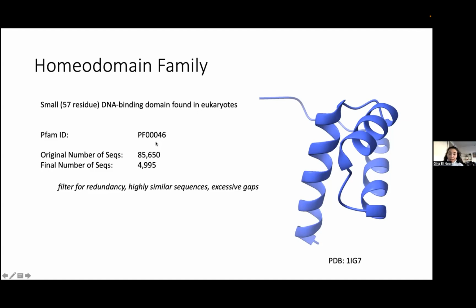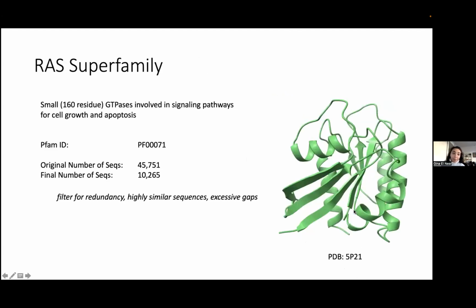When we downloaded it at the time, there were about 85,000 sequences, but after we filter for sequence redundancy, so removing highly similar sequences at a 90% cutoff, and then removing any position that had more than 50% gaps, we ended up with about 5,000 somewhat unique sequences. And this pretty homeodomain is this PDB number.